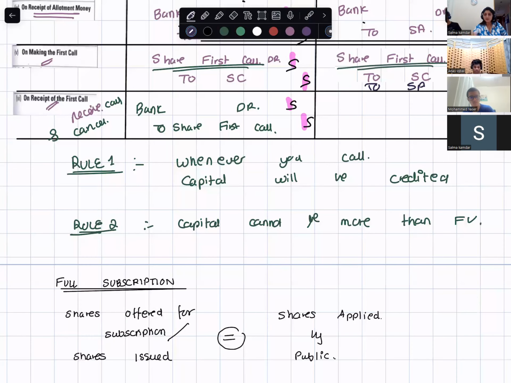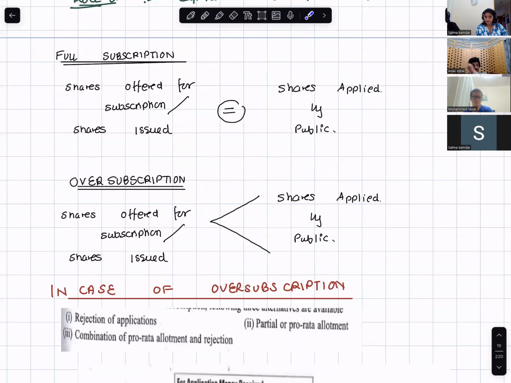So what is rule number 1? Whenever you call, you create the capital. So when you're calling the allotment money, you say allotment to capital. You receive, so you say bank and cancel allotment. When you're calling the first call, you say first call to capital. When you receive, bank to first call. Are you with me? Yes, ma'am. Okay. Now, what are the stages? Can you please repeat again for me?